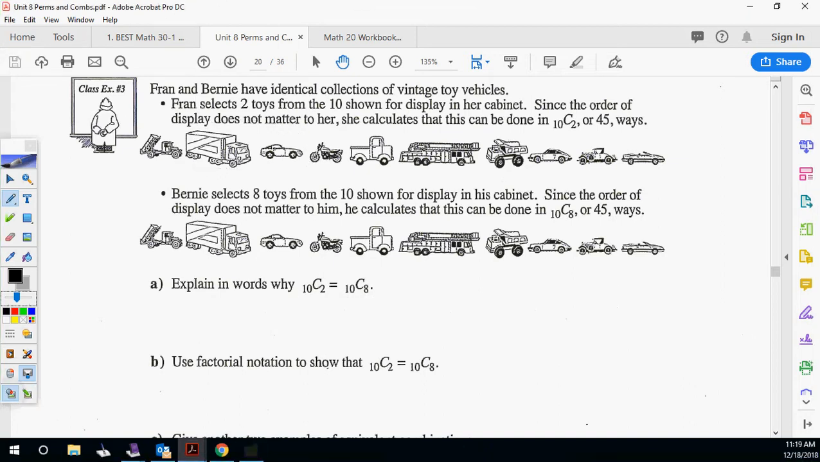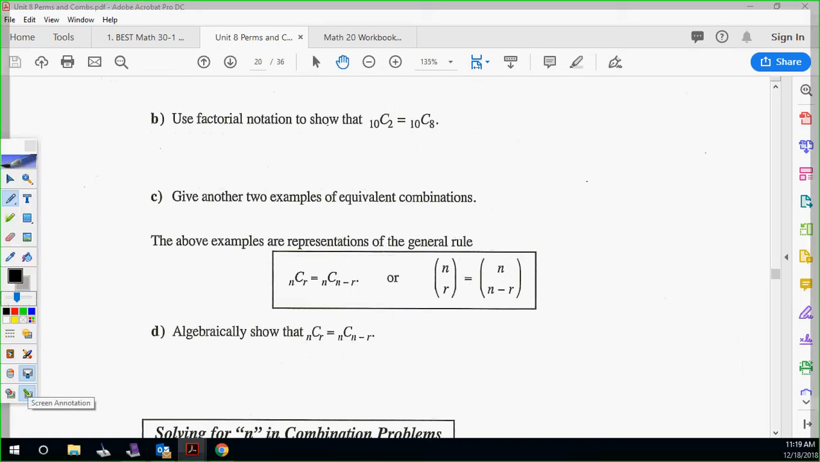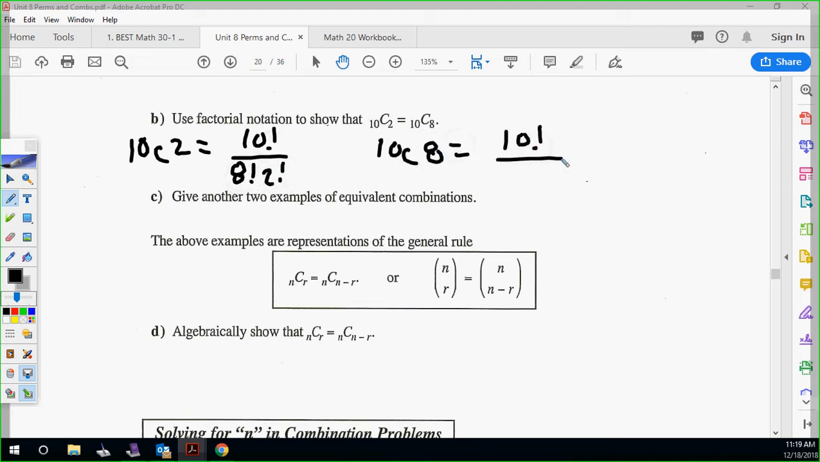So in terms of the factorial notation, we use the formula that we just learned for nCr. 10C2 is 10 factorial over 8 factorial 2 factorial. 10C8 is 10 factorial over 2 factorial 8 factorial. Do you guys see it? They're the same thing, because of multiplication, right? The 8 factorial times 2 factorial and the 2 factorial times 8 factorial are the same thing.